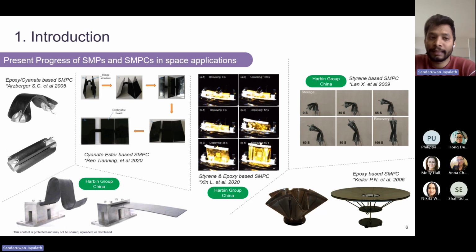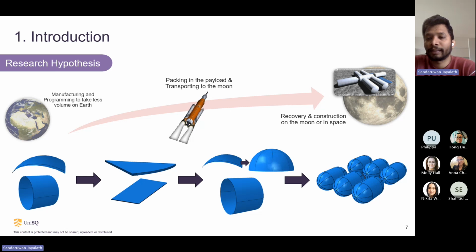In this case, my research is not about small applications like hinges and deployable solar arrays, but about making structures that can be deployed and form a habitat in another place in space. It can be the lunar environment, the space environment or the LEO environment.